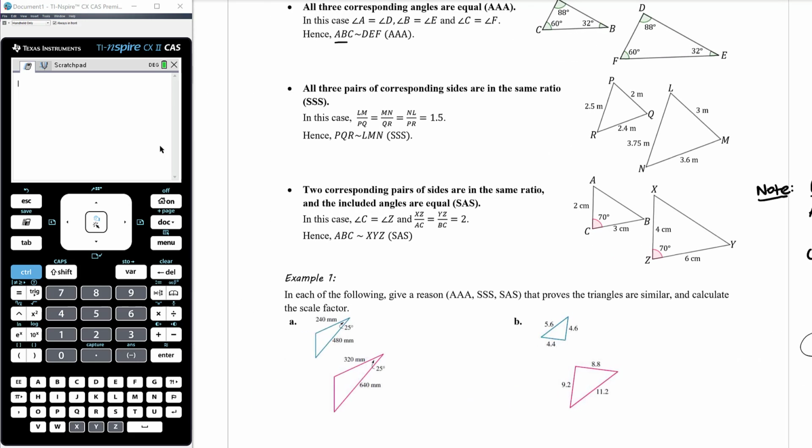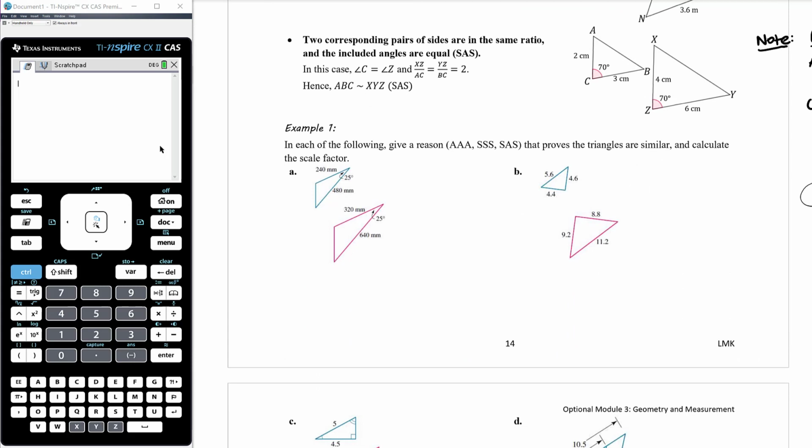Okay, so example 1. In each of the following, give a reason, angle, angle, angle, side, side, side, side, angle, side, or I guess it could be RHS, but I suspect it's not one of the options, that proves that the triangles are similar, and calculate the scale factor. Okay, so the only way we're going to know that these are similar, it's going to have to be SAS, but we need to check that the sides are actually in the same proportion, because if this is 310, the sides aren't in the same proportion and they're not similar triangles at all. So the only option is going to be SAS, but we need to actually check that it fits SAS.